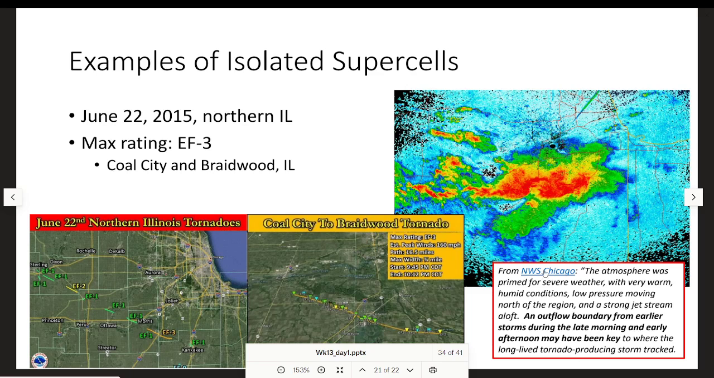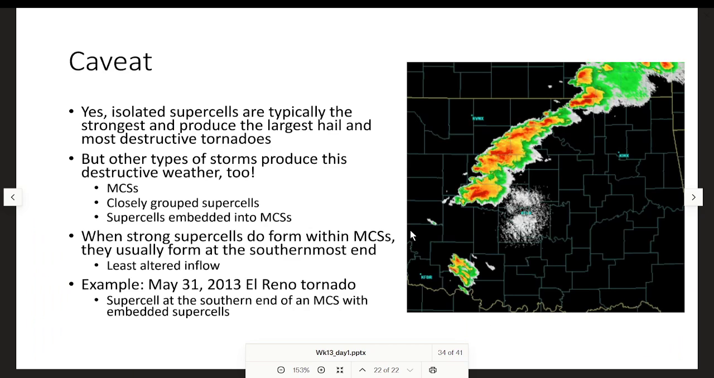There's a link, so if you want this full article, feel free. Okay, here's a caveat. Isolated supercells are typically the strongest and produce the largest hail and most destructive tornadoes, but other types of storms produce destructive weather as well. MCSs, yeah, we talked about those. Closely grouped supercells, and supercells embedded into MCSs.